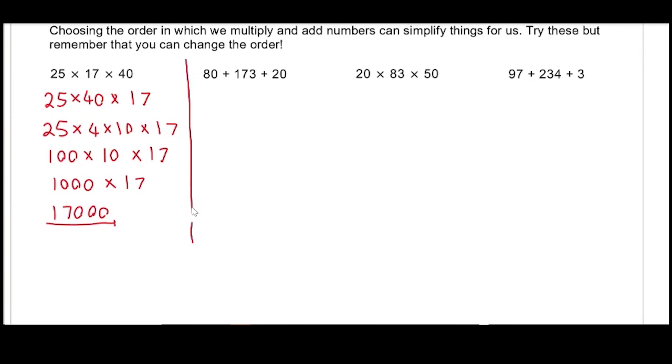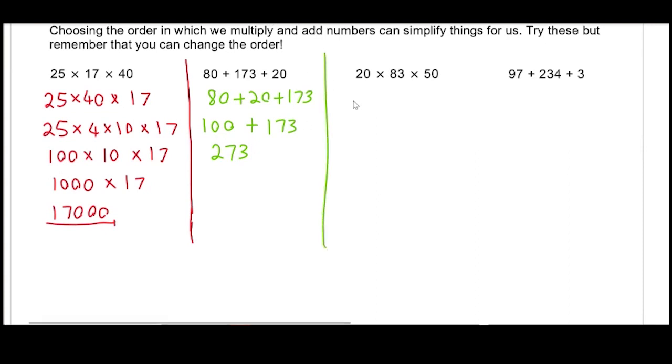The same thing happens with addition. These two are going to add up nicely to give us 100. So let's add them first. 80 plus 20 plus 173. We're going to get 100 plus 173. We're going to get 273.